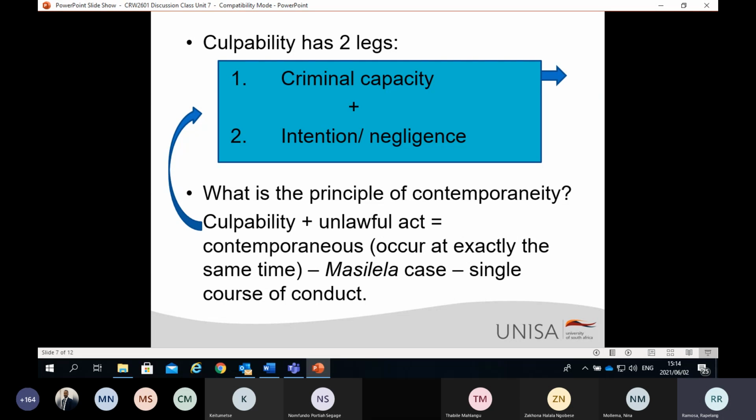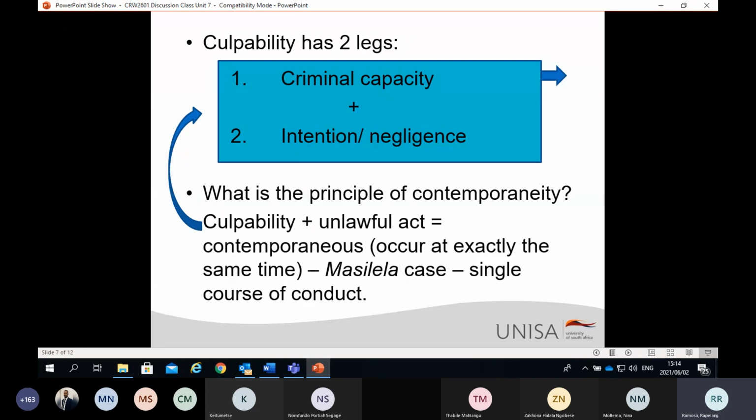Those two mental abilities are the ability to appreciate the wrongfulness of his conduct and the ability to act in accordance with an appreciation of wrongfulness. We'll get into that concept when we get into the meat of criminal capacity. But before we get to that aspect of criminal capacity, let's speak about the principle of contemporaneity.